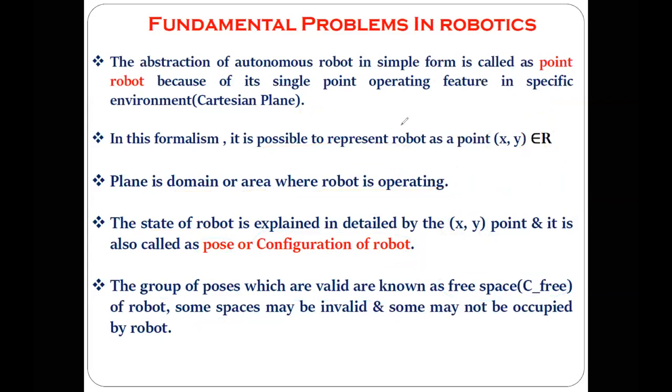Now, how can we describe the free space? Here, I have represented the free space as C underscore free. So the valid positions are the ones being referred to here as free spaces. Free spaces are considered as valid positions in case of the robots. So what do you mean by the free space?